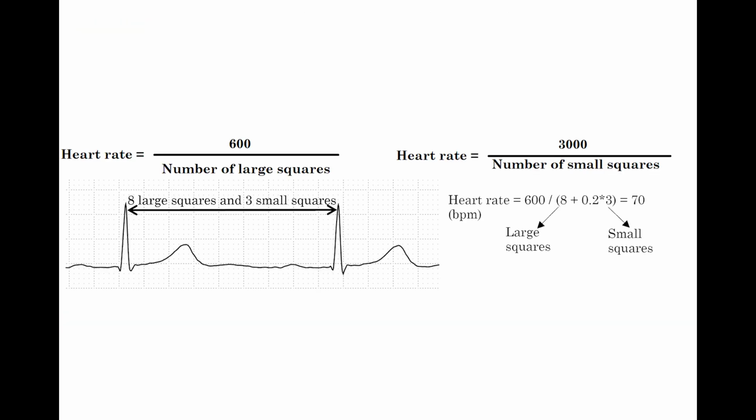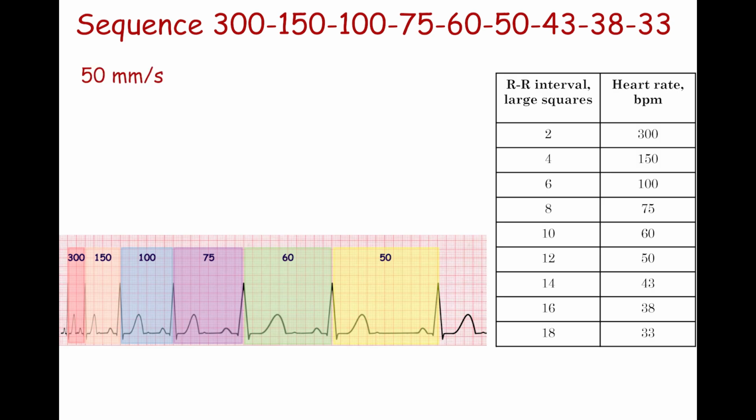If the paper speed is 50 mm per second, the methods described above can be used, but with some peculiarities. Instead of the numbers 300 and 1500, the numbers 600 and 3000 are used. It's possible to use the sequence when the paper speed is 50 mm per second, but with one peculiarity: calculate every second large square. If the heart rate is in the normal range, 60 to 100 beats per minute, the RR interval will be between 6 and 10 large squares.